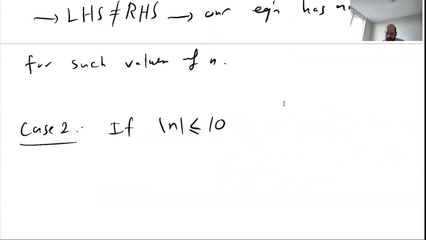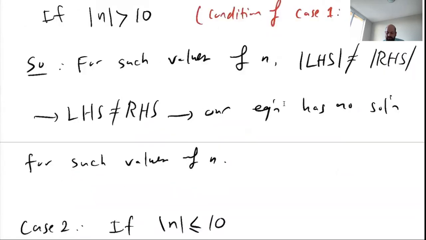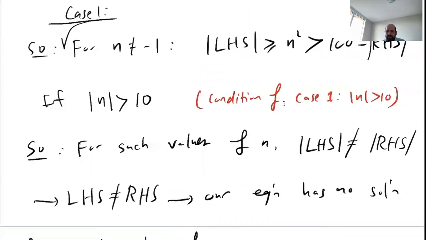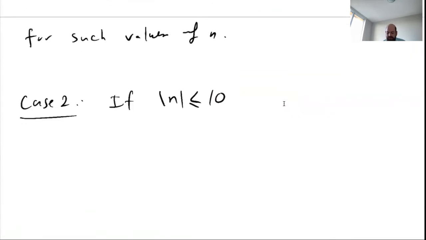Now, case 2, the absolute value of n less than or equal to 10, right? Because in case 1, we assume the absolute value of n is bigger than 10, and we assume n is not equal to minus 1. But like I said, once you assume the absolute value of n is bigger than 10, you're automatically assuming that n is not minus 1 either. So that's the assumption in the first case, and the assumption in the second case is the absolute value of n less than or equal to 10, right? Any integer that you consider in absolute value is either bigger than 10 or less than or equal to 10.